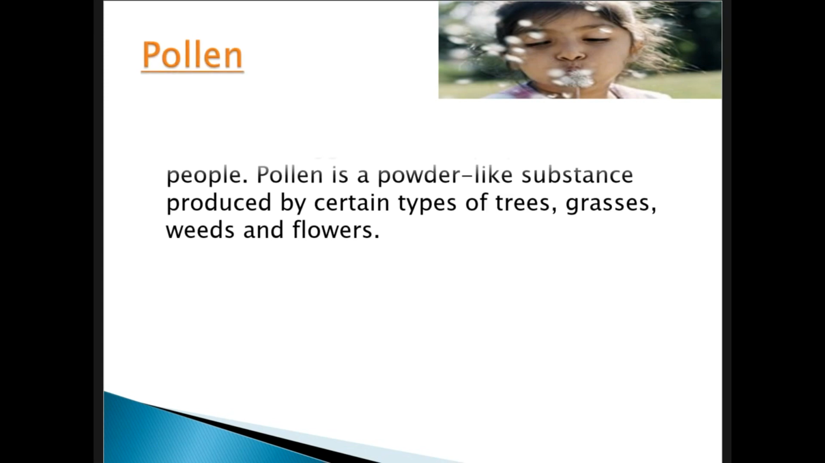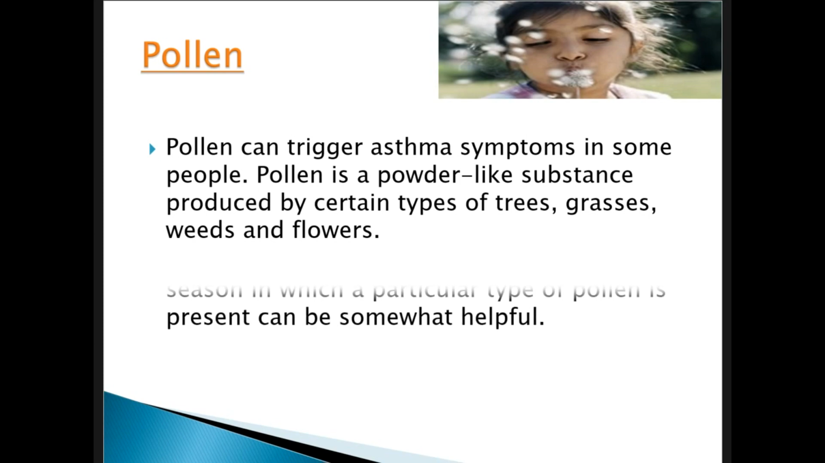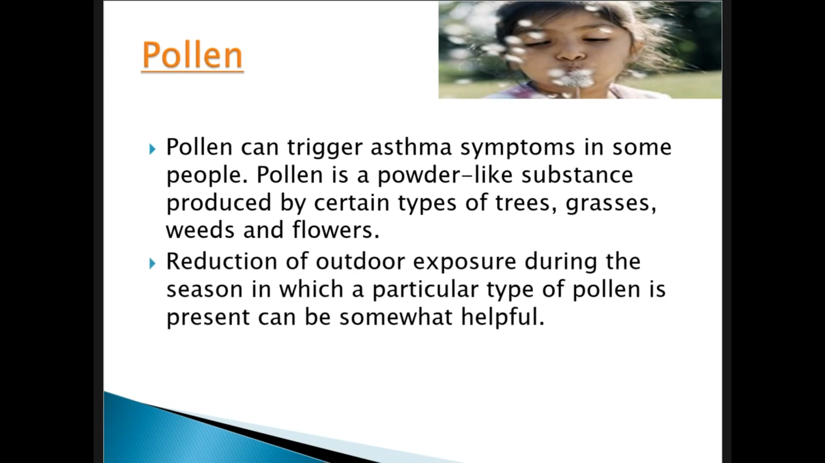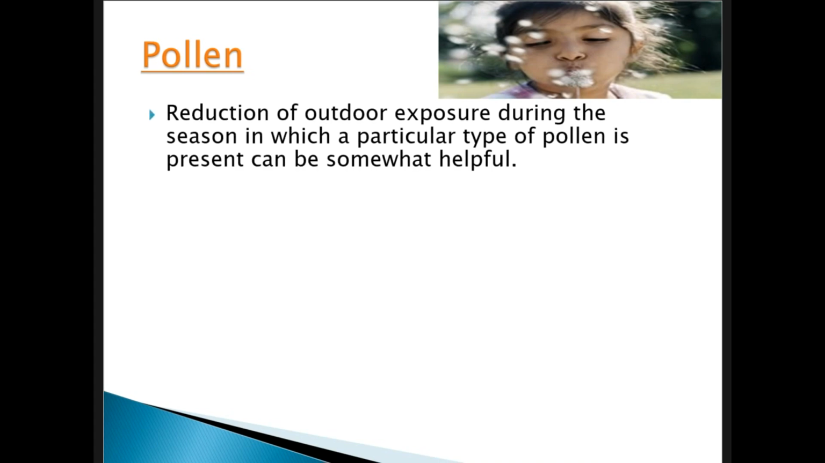Pollen. Pollen can trigger asthma symptoms in some people. Pollen is a powder-like substance produced by certain types of trees, grasses, weeds and flowers. Reduction of outdoor exposure during the season in which a particular type of pollen is present can be somewhat helpful.